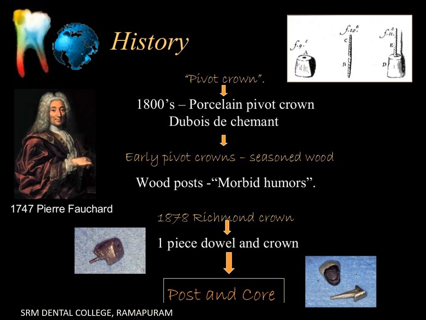In the 1800s, porcelain pivot crowns were used. Early pivot crowns used a wooden post called a pivot. In 1878, the Richmond crown, a one-piece dowel and crown together, was introduced, which further led to the creation of post and core.